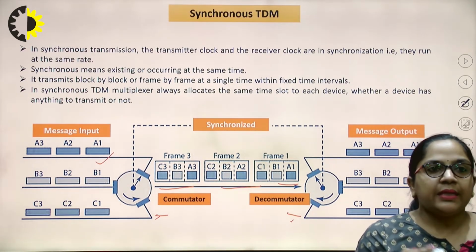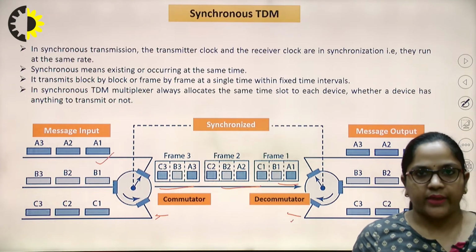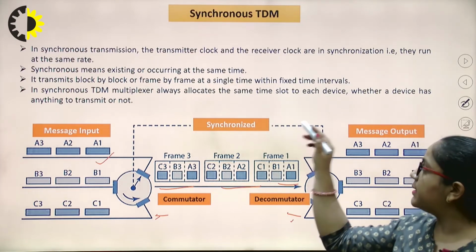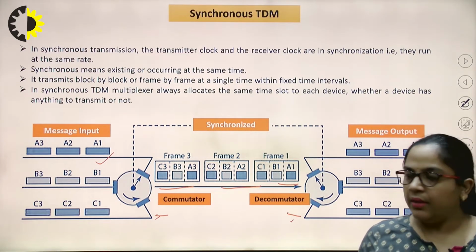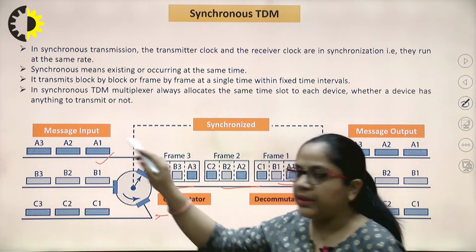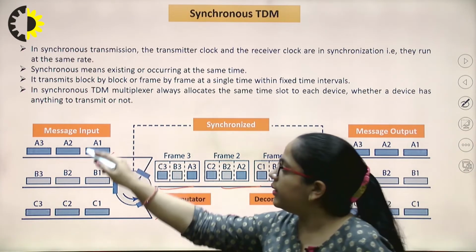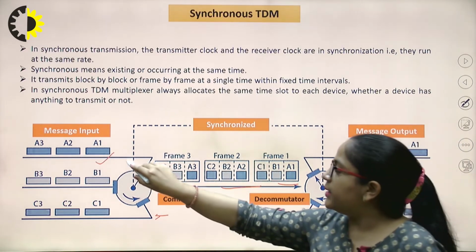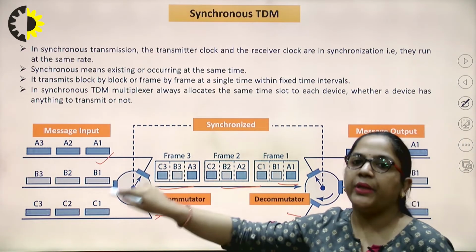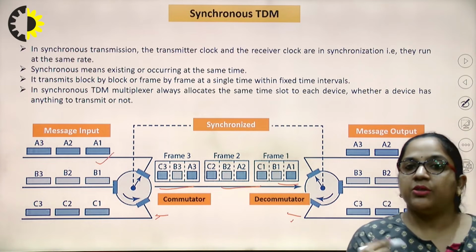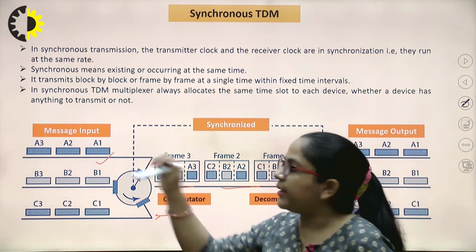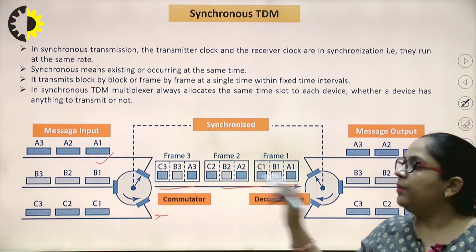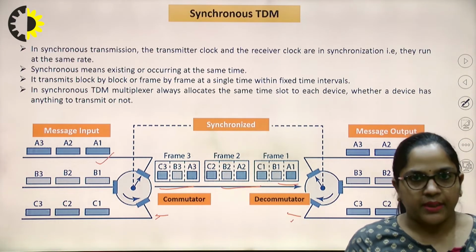So in synchronous TDM, the multiplexer always allocates the same time slot to each device, whether a device has something to transmit or not. Whether this particular user has something to transmit or not, a time slot will be pre-assigned or prefixed to that user, and this process will keep on repeating. Whether that user has something to transmit or not, he or she will get that particular duration. So this kind of multiplexing is called time division multiplexing.